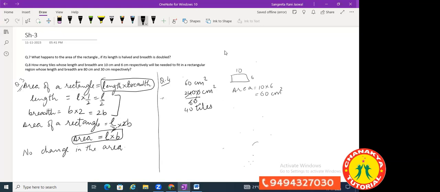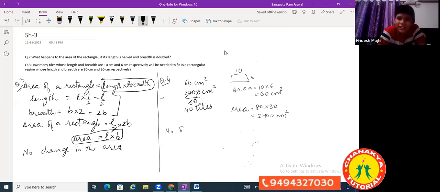Then you can find the area of the rectangular region. Its dimensions are 80 centimeters and 30 centimeters. So length into breadth will be 80 into 30, which is equal to 8 3s is 24, and you get 2 zeros along with it. So 2400 centimeters square. This much you understood? Now to find the number of tiles.